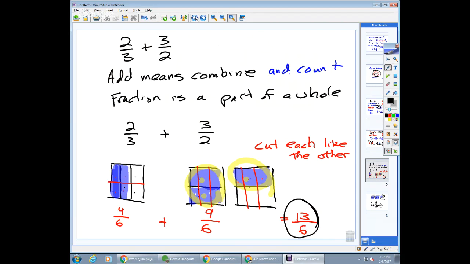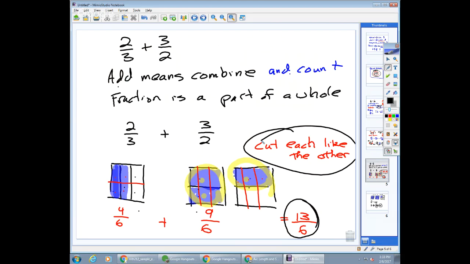So to illustrate and explain, here's my illustration. My explanation is add means combine and count, fraction is equal part of a whole, and I have to cut each cake like the other to combine and count. So you're gonna have to write a few sentences to go along with your pictures explaining what's going on. We did a similar thing with the pattern blocks. And we did some square cakes like this in class too a couple weeks ago.